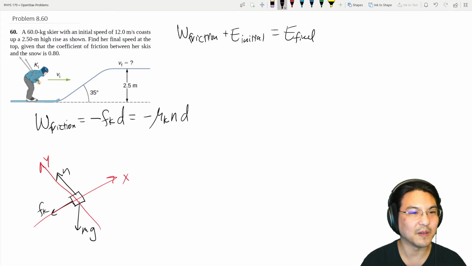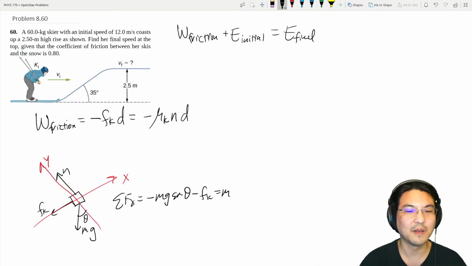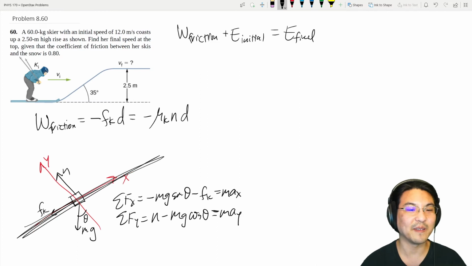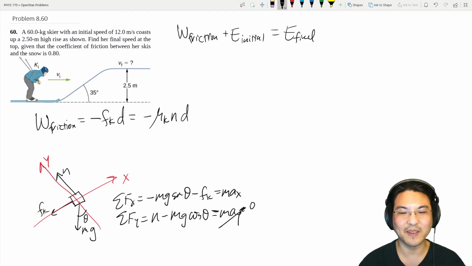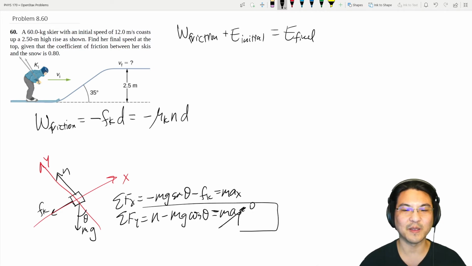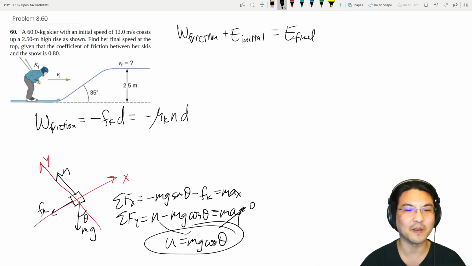So let's take a look at the geometry. The angle is here, that's 35 degrees. So in the x direction, minus mg sine theta minus friction equals mass times acceleration. The y direction, N minus mg cosine theta equals mass times acceleration. The skier is going this way in the x direction. There's no motion in the y direction. So ay is 0. If you look at this, that means N equals mg cosine theta. That goes right there.